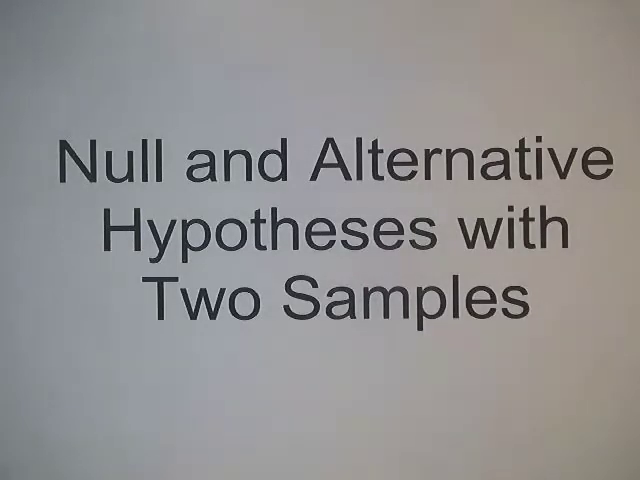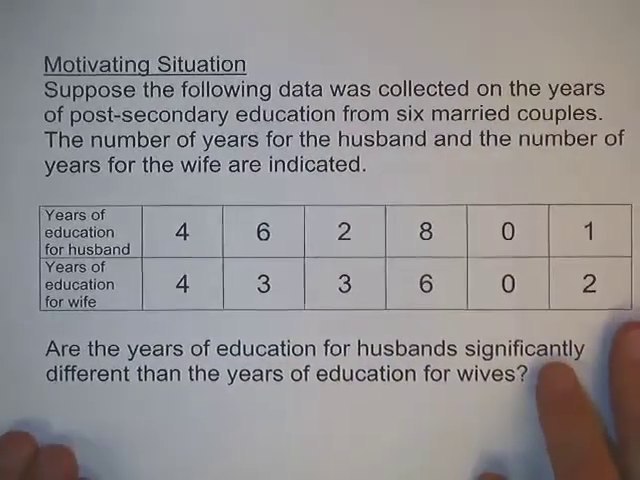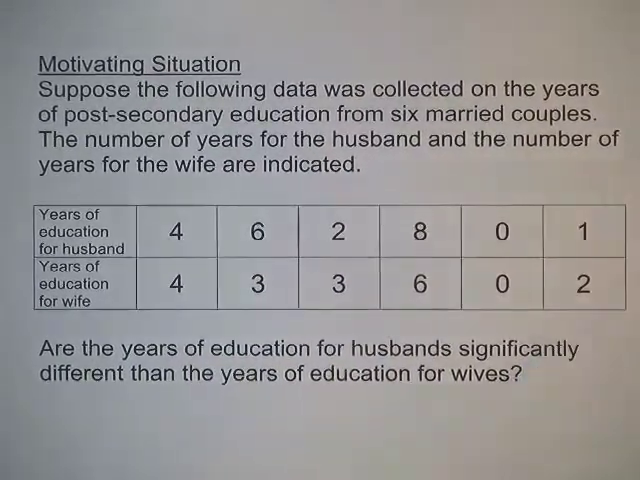Hi, this tutorial covers null and alternative hypotheses with two samples. Alright, so let's start with the situation here. Suppose the following data was collected on the years of post-secondary education from 6 married couples. The number of years for the husband and the number of years for the wife are indicated.